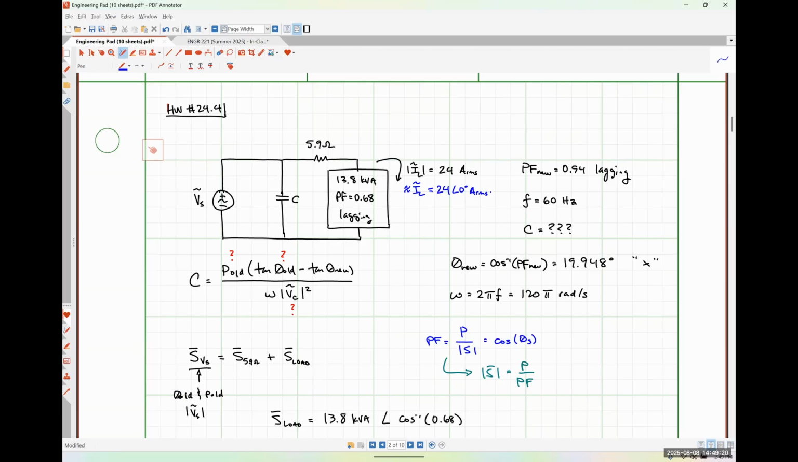But I could use that assumption and back calculate the voltage drop across my load, which would be S load divided by IL conjugate. Where that voltage drop would be between here and here.